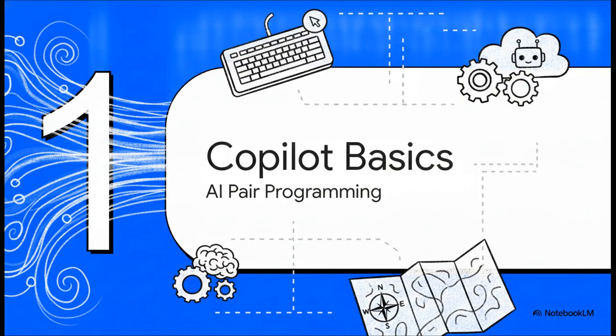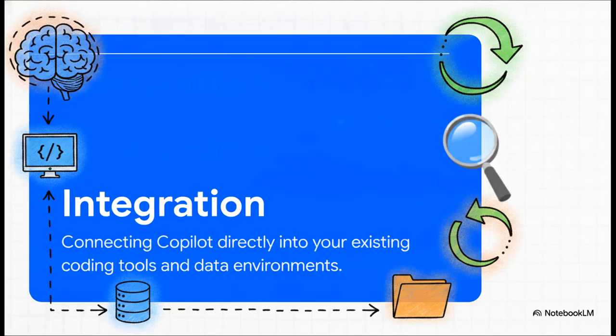Section 1, Copilot Basics for Beginners, starting your AI pair programming journey. Right, before we click any buttons or install any software, we really need to understand the landscape. So the crucial point here is understanding what we actually mean by that word, integration. Looking at our source material, the main focus for beginners isn't about writing massive, complex algorithms right out of the gate. No, it's about integration. And that is simply the process of connecting GitHub Copilot directly into your existing coding tools and data environments.